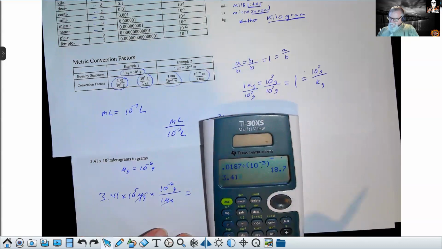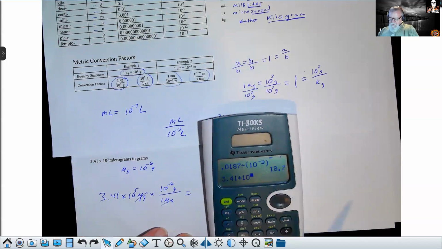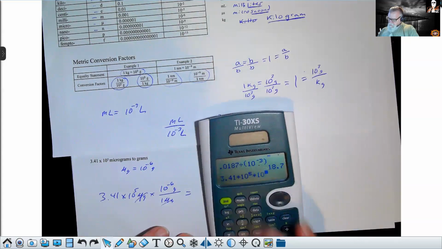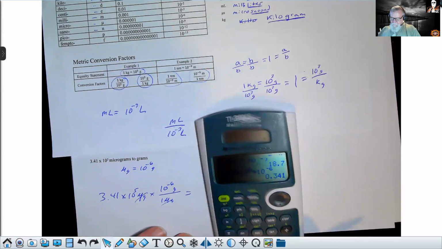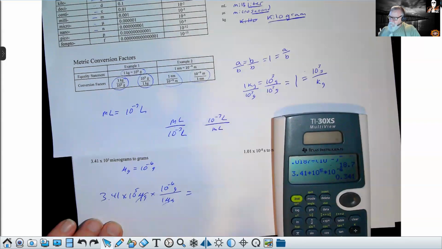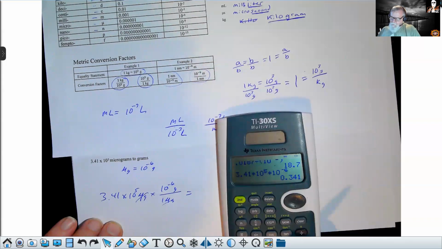3.41 times 10 to the 5 times 10 to the negative 6. Can't forget that, right? Got both of these parts here. So my answer becomes 0.341.